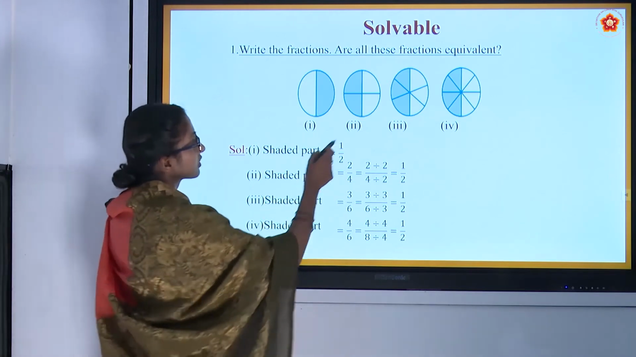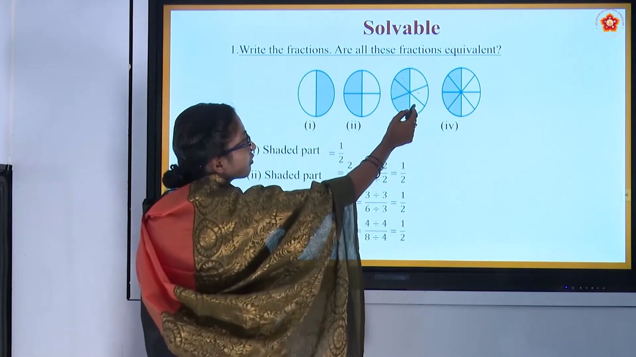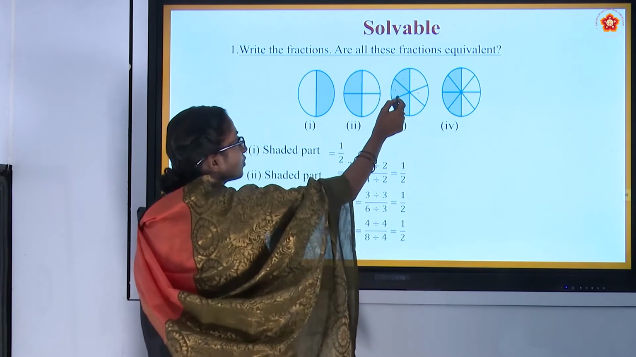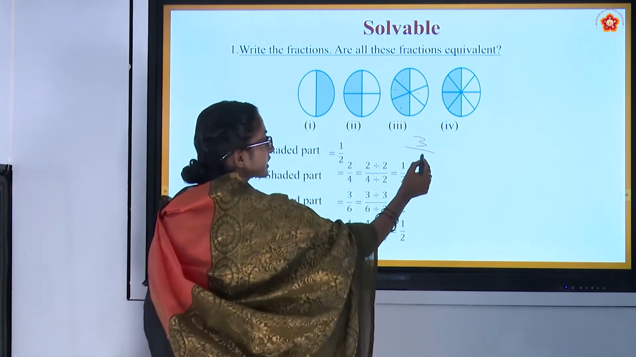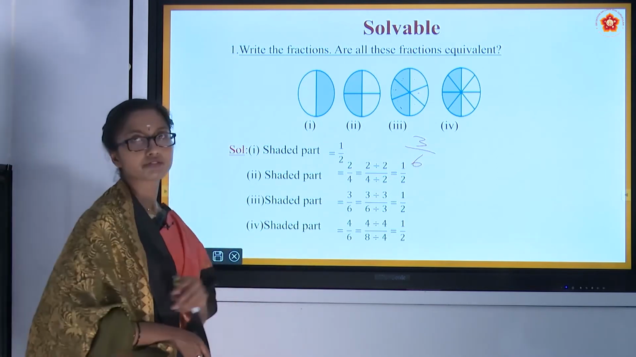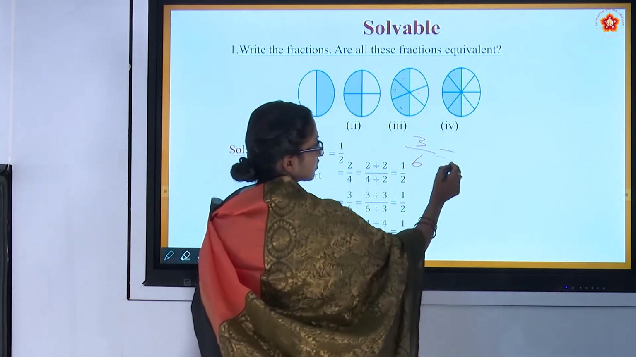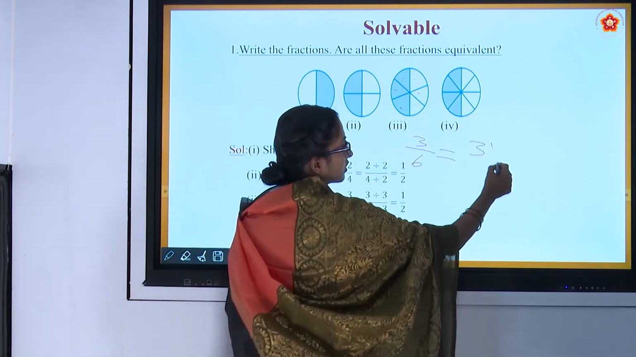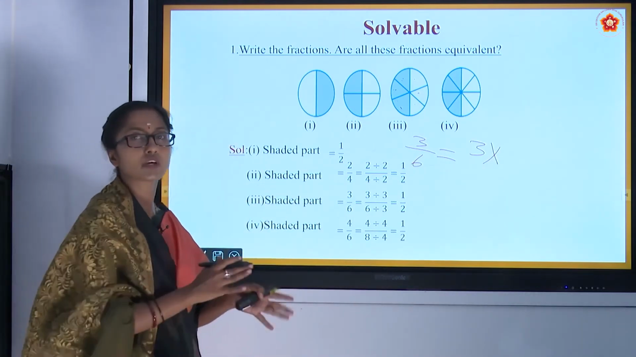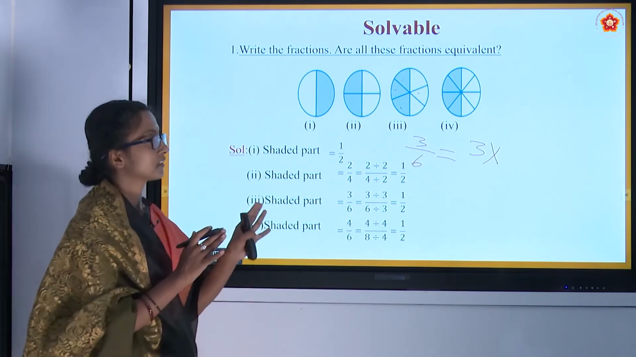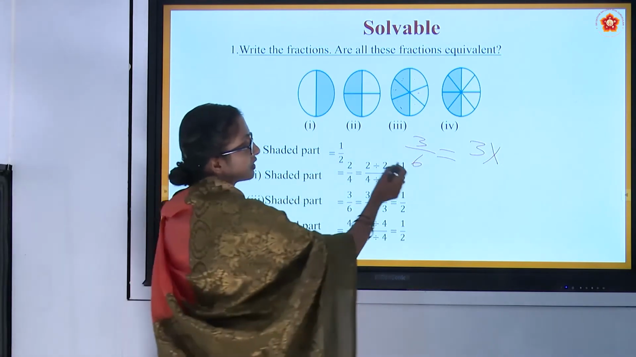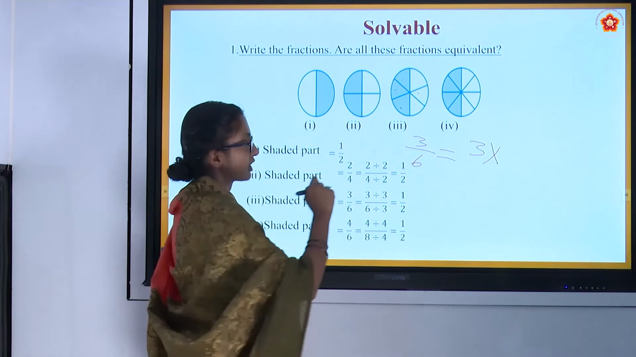Fine. Shaded part, third one. 1, 2, 3, 4, 5, 6. Total parts are 6. Whole is 6. Shaded part 1, 2, 3. Then 3 by 6 it can be. 3 by 6. Let's check, is it an equivalent fraction or not. See, 3 won't come in any table, only in the table of 3 ones, or else 1 3s are 3. Fine. Other than that, 3 will get cancelled in the 3 ones table itself. Fine. But 6 will also come in the 3 ones table.